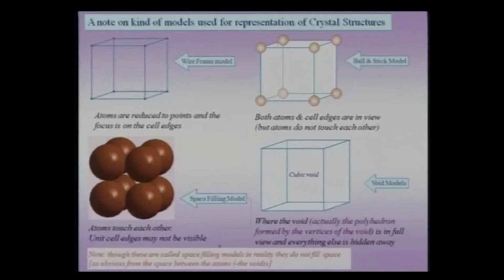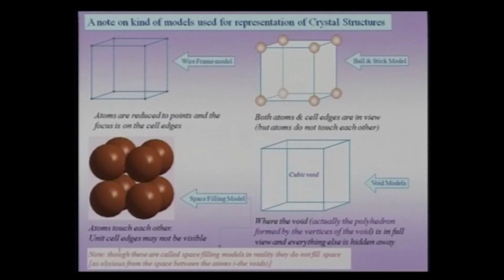You can have something known as a space filling model. In a space filling model, atoms would touch each other, but unit cell edges may not be visible. So this is an important note. In this case, the unit cell edges and the lattice points take the lower priority. It is the atoms in full view touching each other. That is what is called a space filling model.